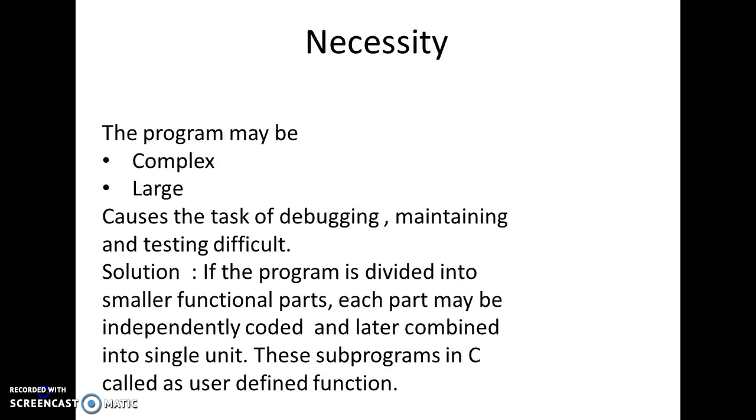Sometimes the program is very large and complex. Such a program makes the tasks of debugging, maintaining, and testing difficult. If the program is divided into functional parts, then each part may be independently coded and later combined into a single unit. These independently coded programs are called subprograms, which are much easier to understand, debug, and test. Such subprograms in C are called functions.